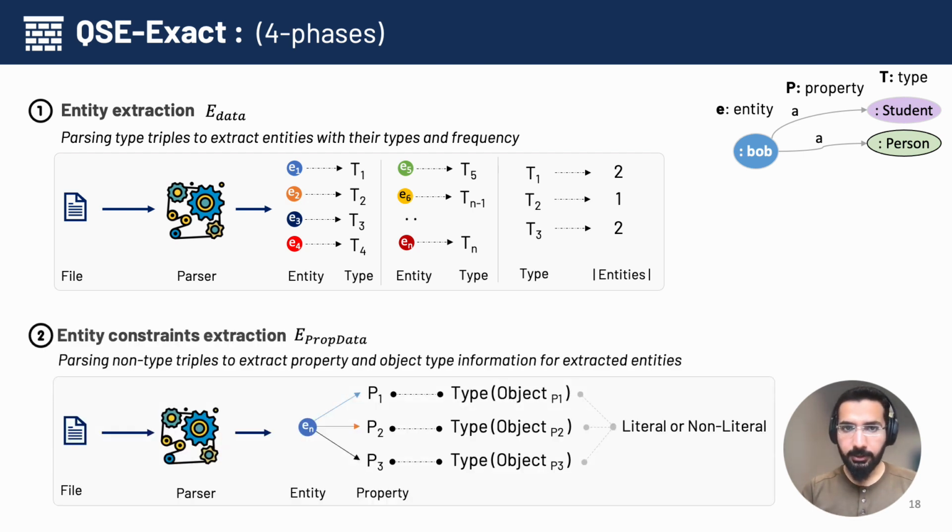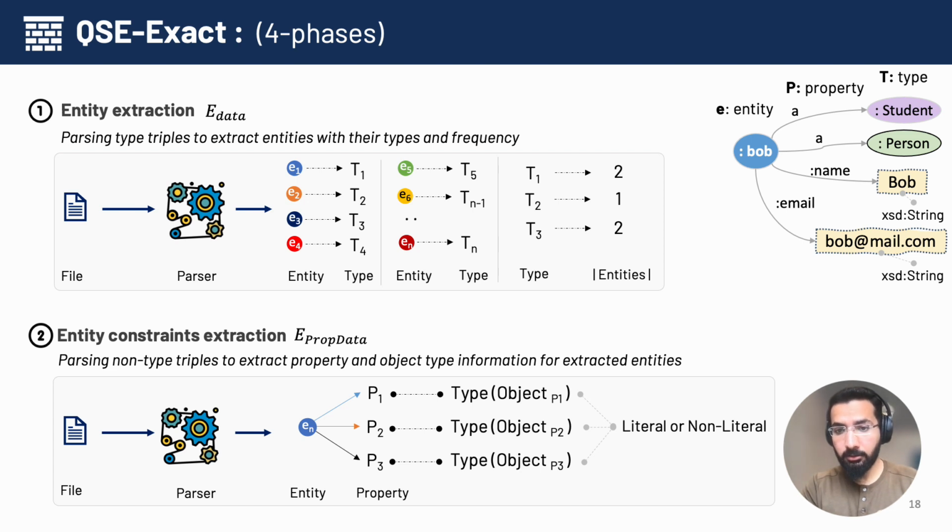Moving further, in the second phase, it will extract the property-related data for all the extracted entities. For example, for Bob, it will extract its properties with their object types, such as name, having object type string as literal, email, having object type string as literal, and course, having value databases, which is a non-literal object type of type course. This way, QSE can handle combinations of multiple properties having various literal or non-literal object types during the shapes extraction phase.